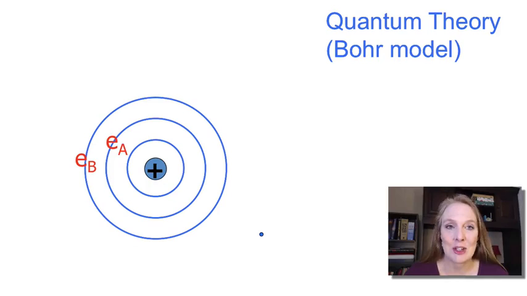Electron B is higher energy because it is a greater distance away from the positively charged nucleus. Because the electron is negative and the nucleus is positive, and we know opposites attract, which is governed by Coulomb's law, the electron is at lower energy if it is closer to the nucleus.